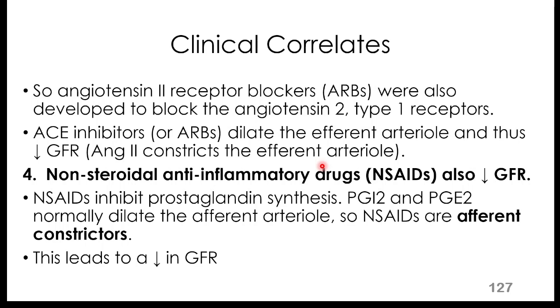All right. We know that prostaglandin I2 and prostaglandin E2 normally dilate the afferent arteriole. So NSAIDs are afferent vasoconstrictors, right? And this will lead to a decrease in GFR. So we have a situation where we have two groups of drugs that both reduce GFR, but whereas the ACE inhibitors and the ARBs will reduce the GFR by dilating the efferent arteriole, NSAIDs will reduce GFR by constricting the afferent arteriole.